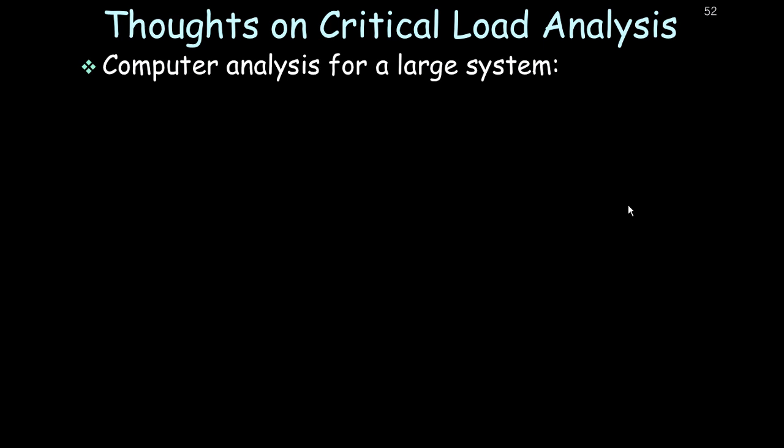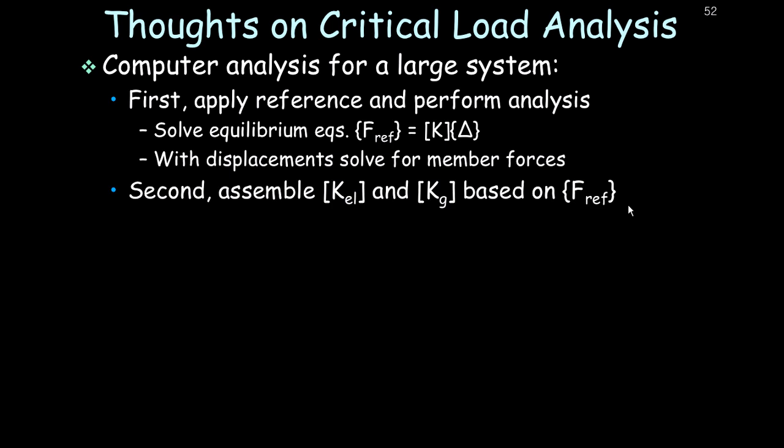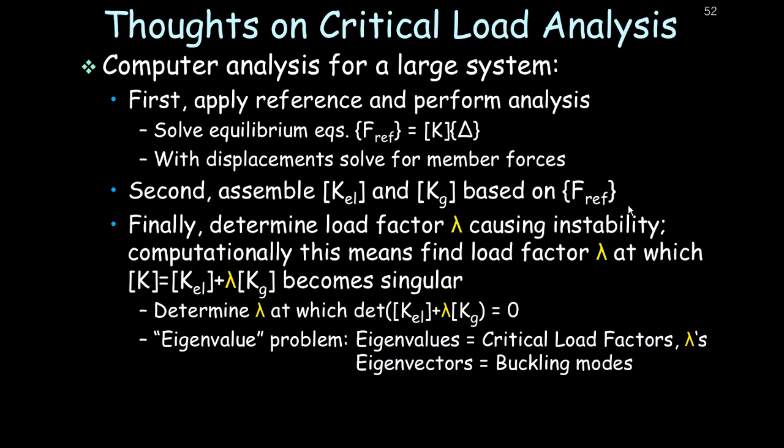So some thoughts on critical load analysis for large systems. Again, you would first do the analysis for a reference load. Then you assemble the system's first order stiffness and the system's geometric stiffness matrix. You would then solve the math problem in which you're looking for when the determinant of that stiffness goes to 0, when it is singular, and that's what we call the eigenvalue problem. The eigenvalues from this problem would be the critical load buckling factors. The eigenvectors from this math problem would be the buckling modes.